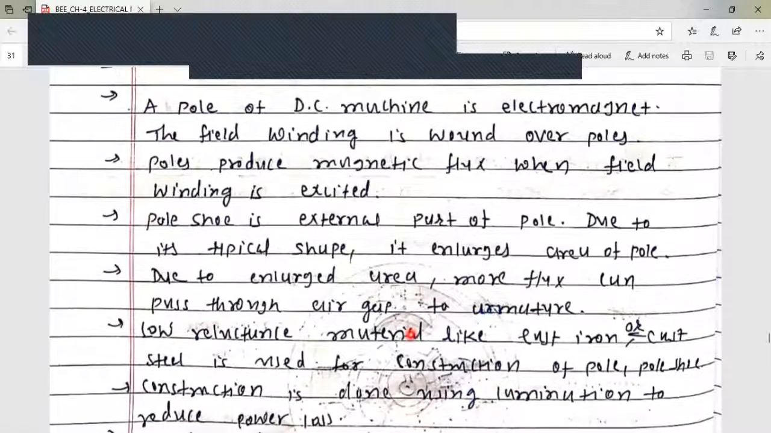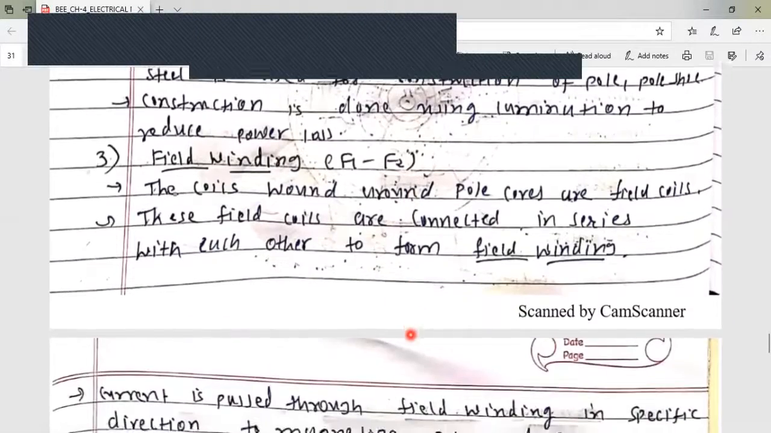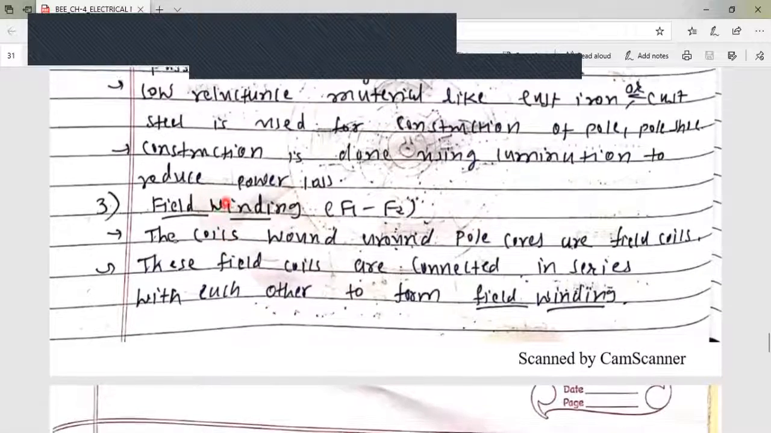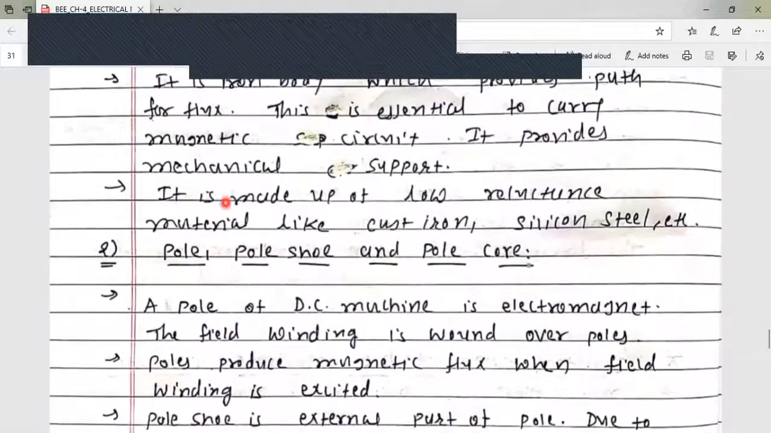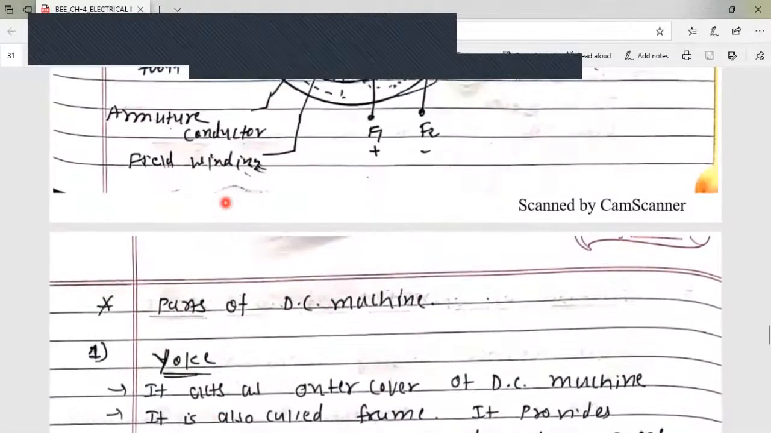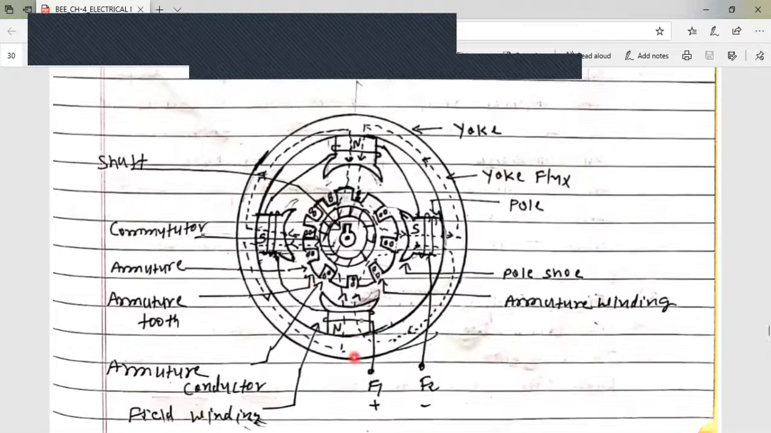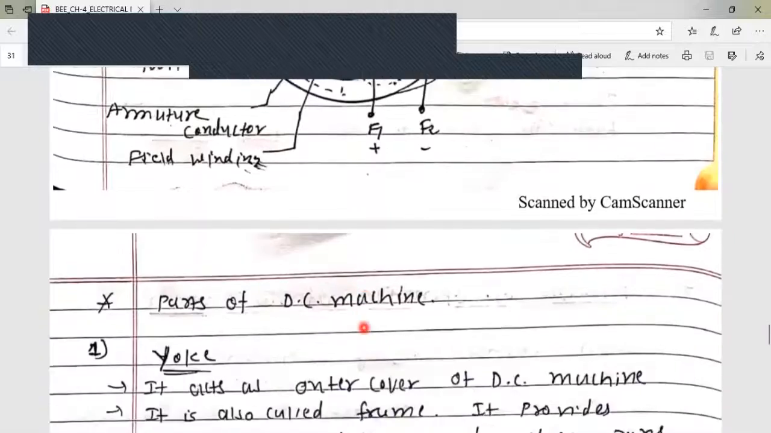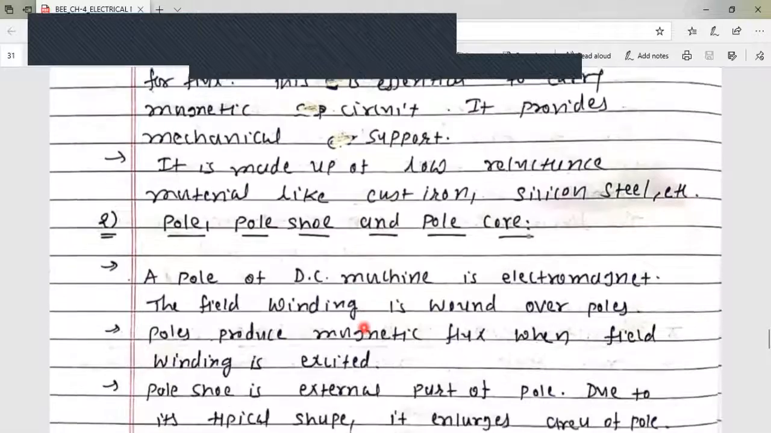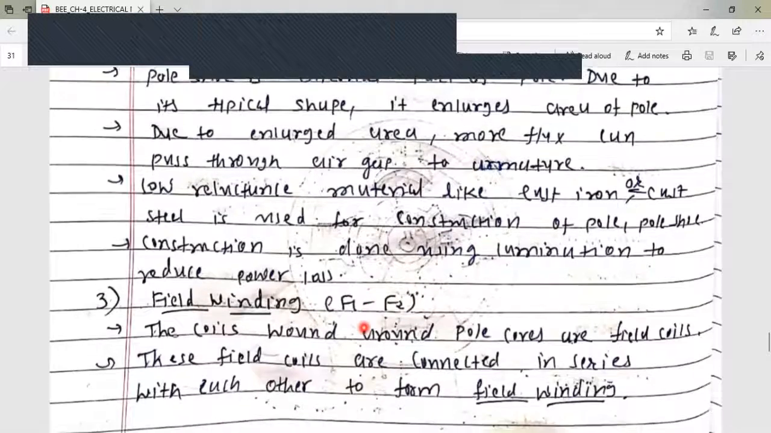Okay. Now, third is field winding, F1, F2. See, we have discussed that the field winding is wound over the pole. Again, we will see the figure so you can understand easily. Here, field winding. This is the field winding. It is wound on each pole like this. Here, this is the field winding F1 and F2. It is wound on the pole. We know that the field winding is stationary. It is a steady part of the DC machine.